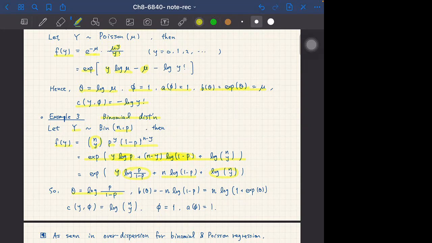So here, theta is equal to log of p over 1 minus p, and b of theta is equal to negative n log of 1 minus p. But this, log of p over 1 minus p, is the logit function. So how do we rewrite log of 1 minus p? Because theta is equal to log of p over 1 minus p, that means e to the power theta is equal to p over 1 minus p. Then e to the theta times 1 minus p is equal to p. So that means p is equal to e to the theta over 1 plus e to the theta.